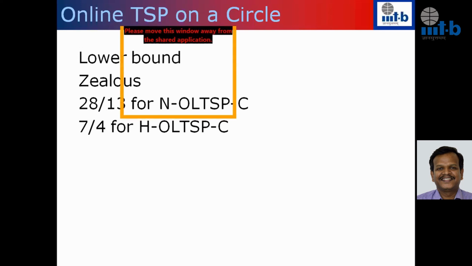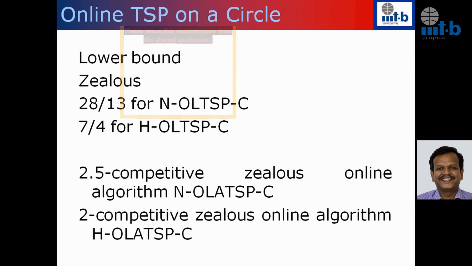And for the homing case, where it's a closed version, the lower bound is 7 by 4. Lower bound in the sense that you can't have an algorithm which is better than 28 by 13. I will also talk about two algorithms: one for the closed case, which is 2.5, and the other one is the two competitive algorithm. Right, so this is the plan.